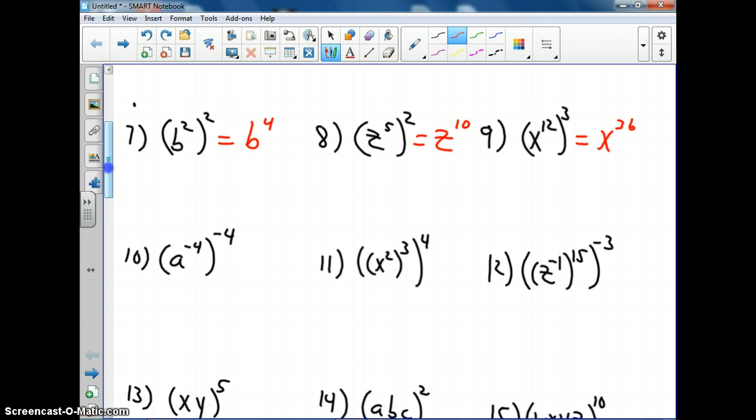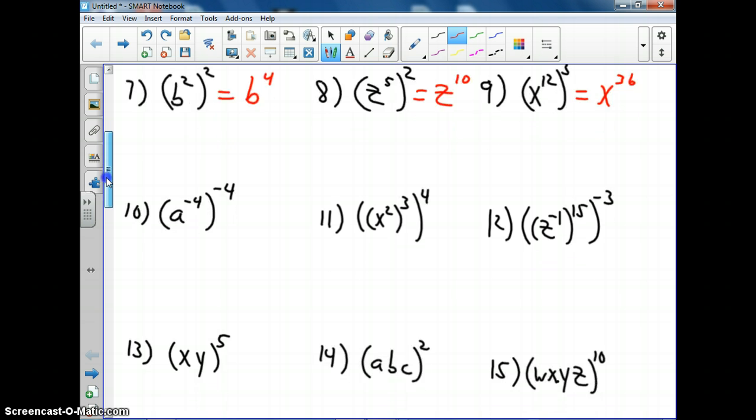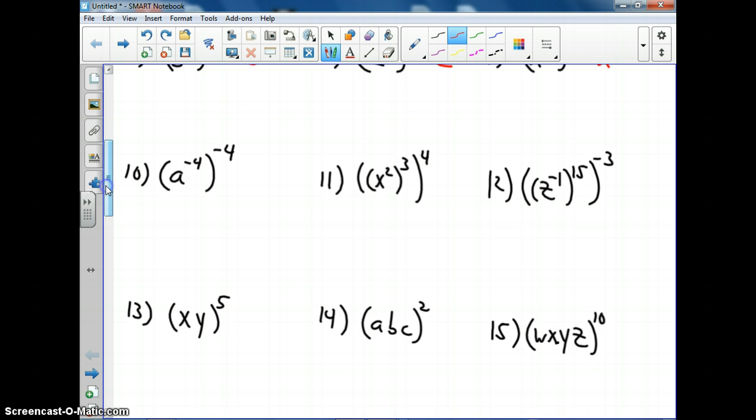Let's keep going. Here's number 10. This would be 10 to the 16. Once again, it doesn't matter if it's negative, it's still 10 to the 16. I'm sorry, 8 to the 16. My fault, I messed up. Let's try again. 8 to the 16. There you go. Let's go to the next one.